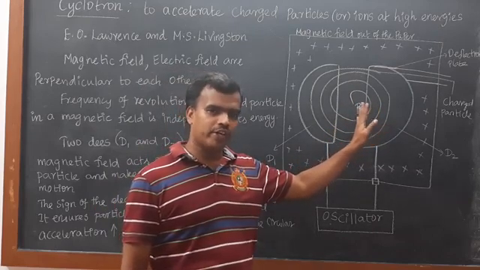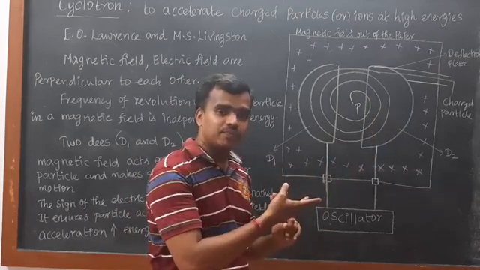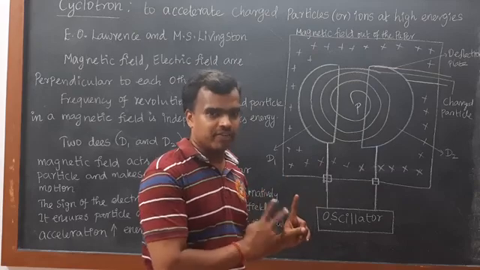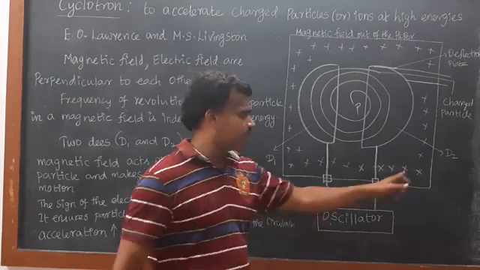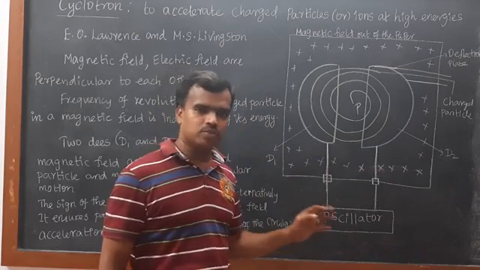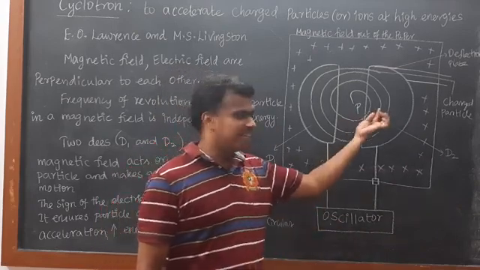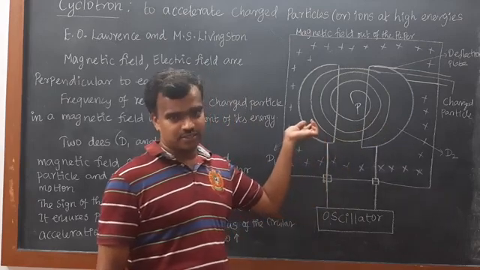Afterwards, what we are going to do is change the polarity of the electric field. For example, if you are giving a negative value here and a positive value here, we are interchanging the polarity. At that time, what will happen? It will get deflected to another D.